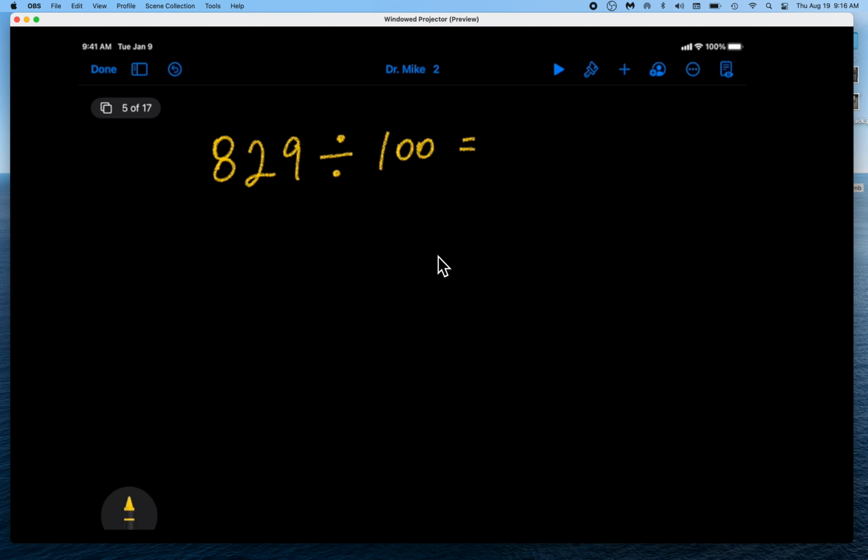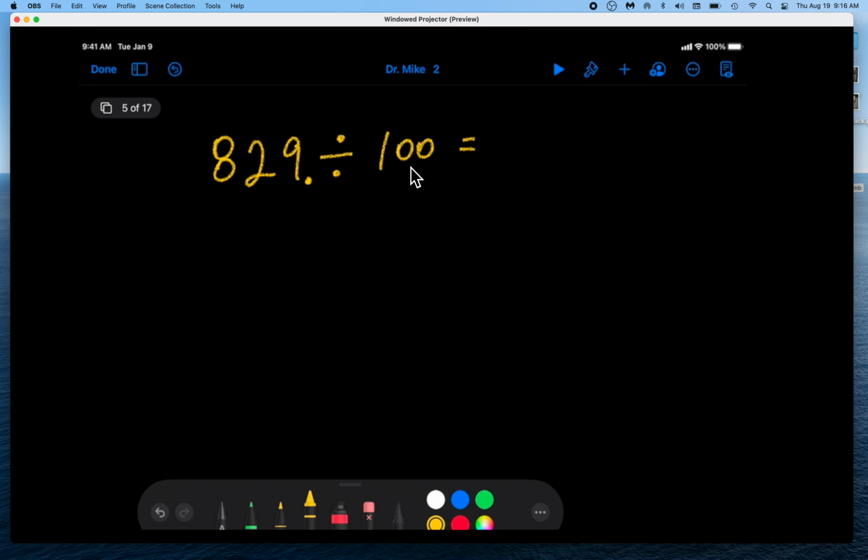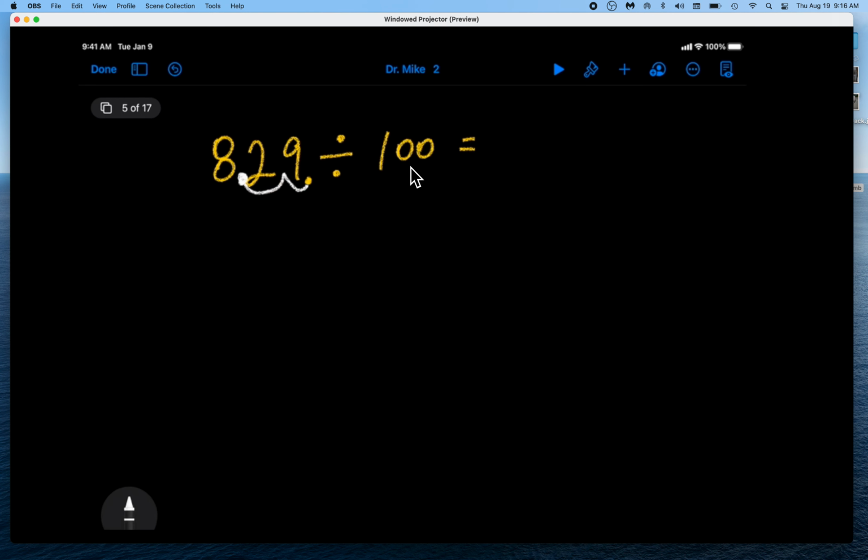Okay, what I would say to myself is, the original decimal point is here. We are dividing. We know we're going to get smaller. We know we're going to move the decimal place to the left. Make this original 829 become smaller. How many places are we going to go to the left? 2. How do we know it's 2 places? Because there's 2 zeros. So we're going to go 1, 2, and we're going to end up right there, and we're going to get 8.29.